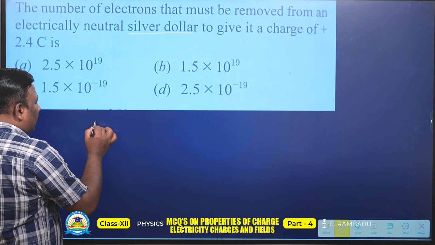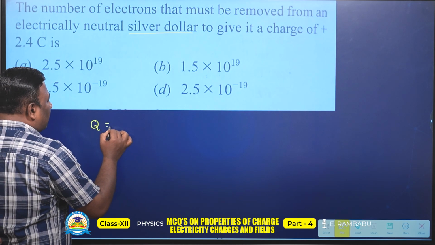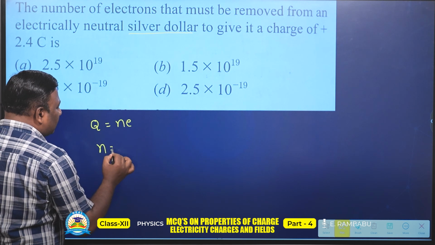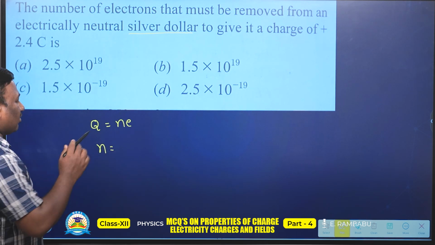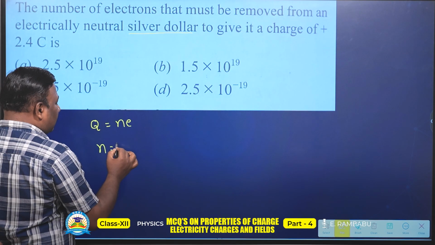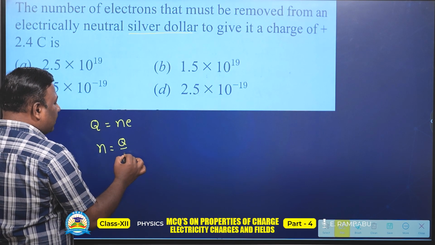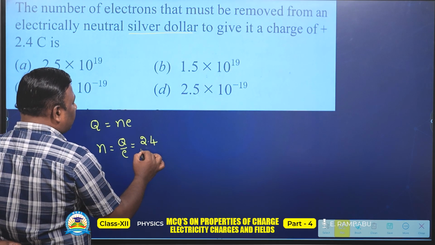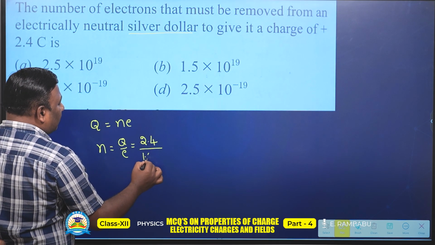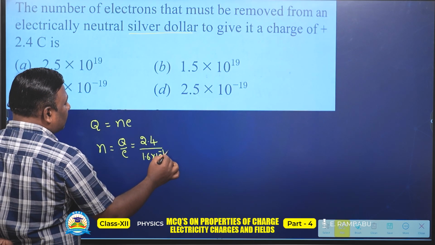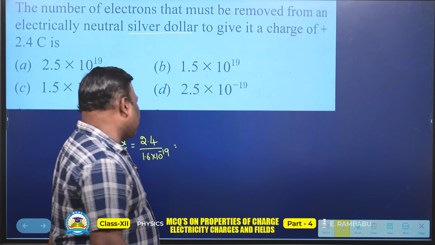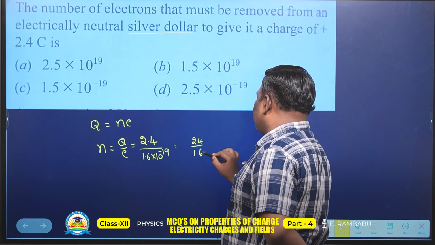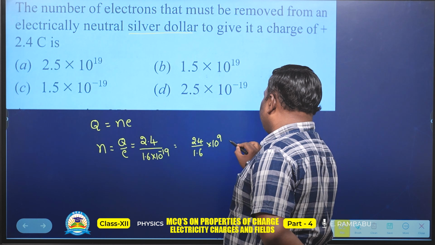Here it comes under quantization of charge. The formula for quantization of charge is Q equals N into E. Here we are going to calculate the number of electrons removed from the given silver dollar, which is N equals Q by E. The charge acquired by the silver dollar is 2.4 coulomb, and the charge of an electron is 1.6 into 10 to the power minus 19. So simplifying, I write it as 2.4 divided by 1.6 into 10 to the power minus 19.